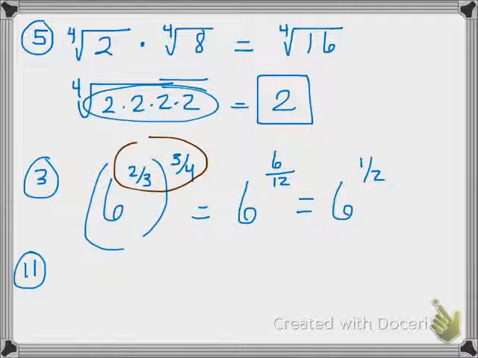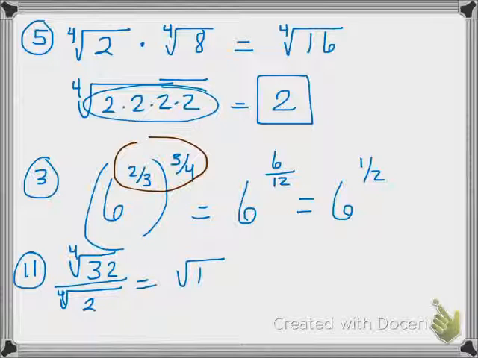Now, number 11. After we do number 11, you should be able to work on number 6, number 12. So we have the 4th root of 32 and the 4th root of 2, because they both have the same root. First of all, it's division. We could divide the numbers. What's 32 divided by 2? That right there is a 16.